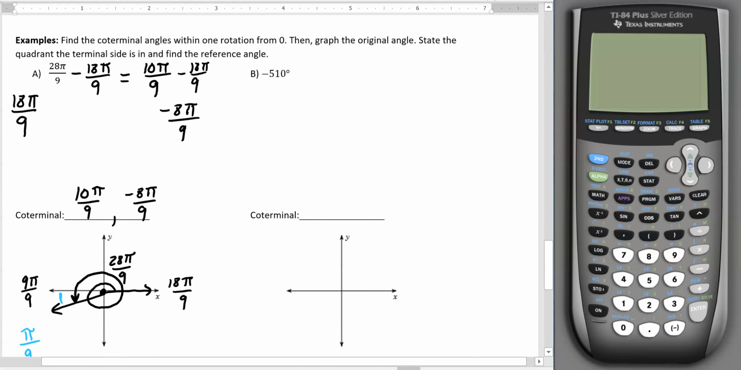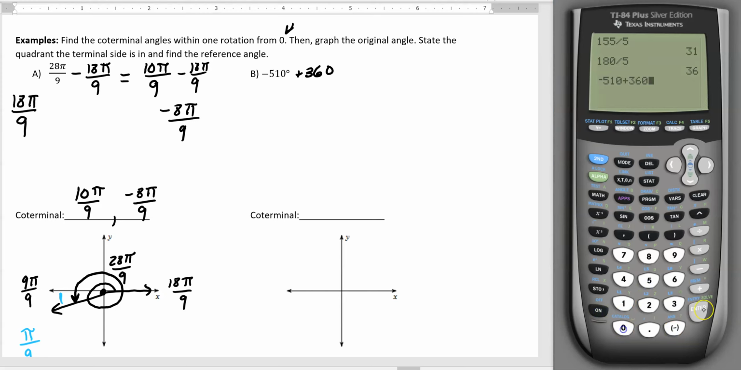Awesome. Let's try one in degrees. So this time, negative 510, that's more than one rotation in a negative direction. So to get that to be a rotation closer to 0, I would need to add 360. So what is negative 510 plus 360? Well, that would give me negative 150 degrees.